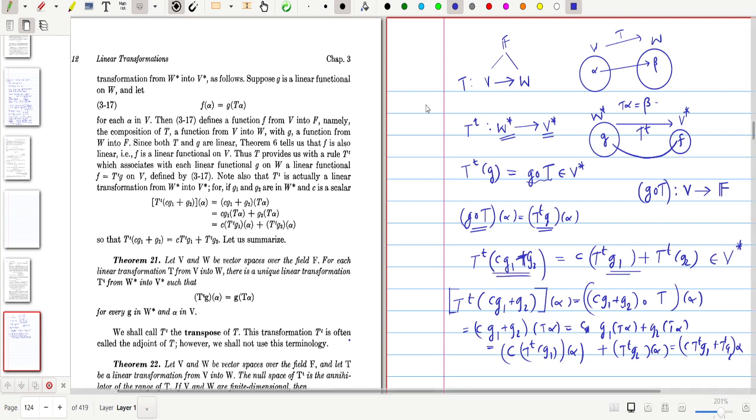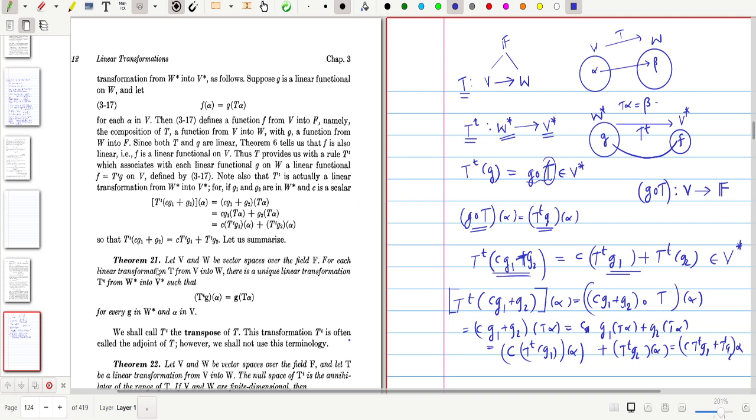So once you define this, T transpose is unique up to this T. Whenever T is defined, then T transpose is defined. T transpose of G will give different linear functionals, but the rule is fixed if T is fixed. That means T transpose depends only on T. When T varies, then T transpose varies.